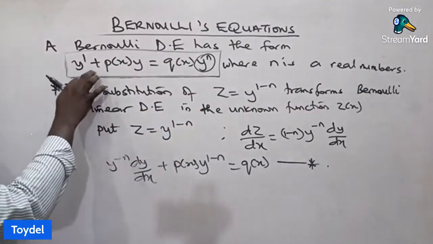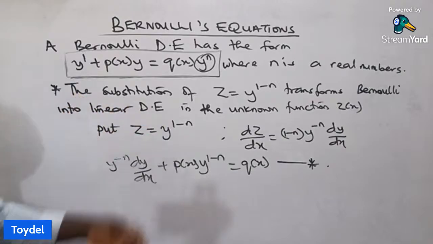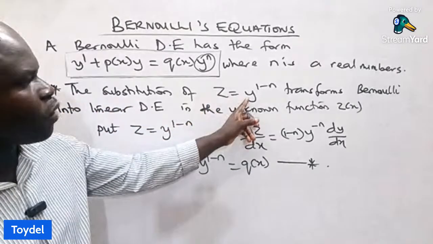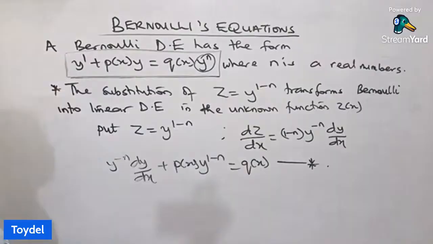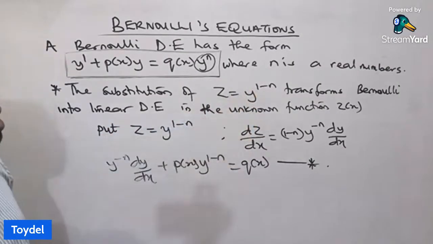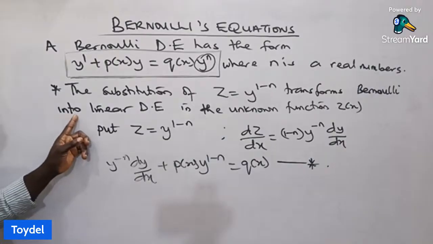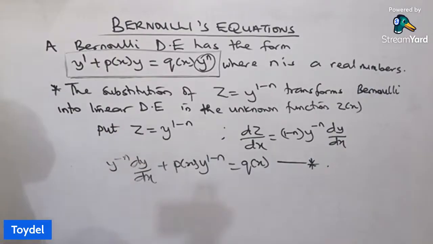So how do we now solve this Bernoulli equation? We can solve it by reducing it to a linear equation in another variable, like the variable z. That is, we substitute z equal to y raised to power 1 minus n. The substitution z equal to y^(1-n) transforms the Bernoulli differential equation into a linear differential equation of the unknown function z.